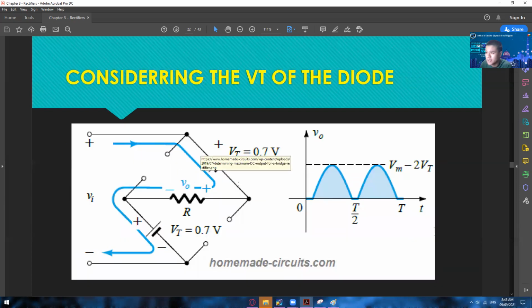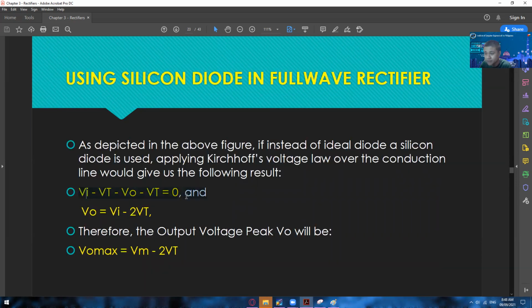You can just simply apply Kirchhoff's law. From here to there, from here to there, and then going back to the VI, you will have this kind of formula. If you simplify this one, you will have VO is equal to VI minus twice of VT. And then for the VP or Vmax, it's of course VM minus twice of VT. So it's actually similar to this one. Are we clear so far on how we got this equation?